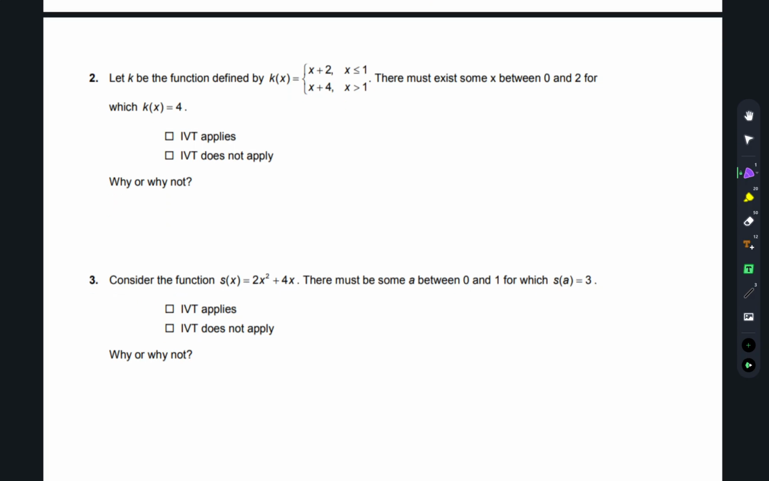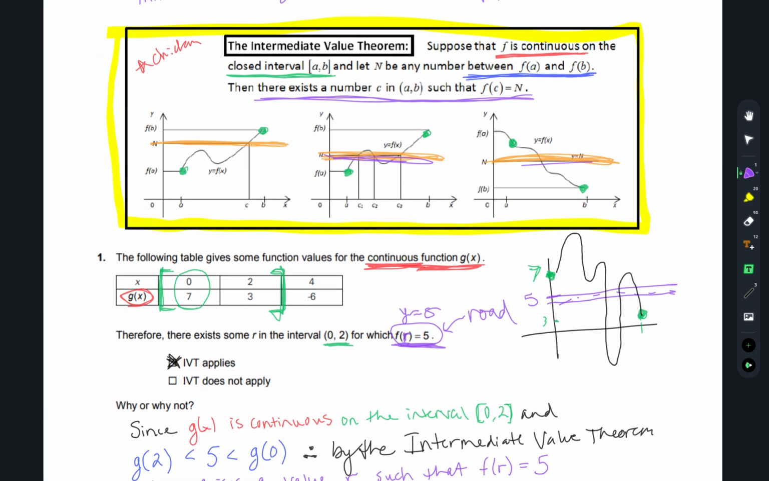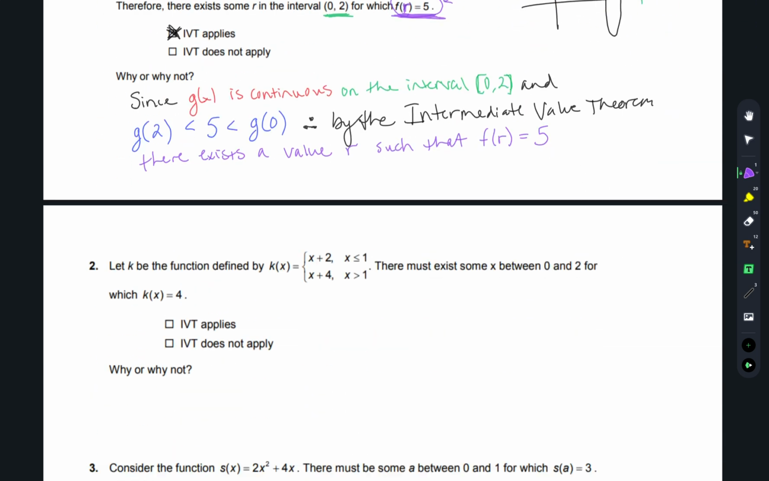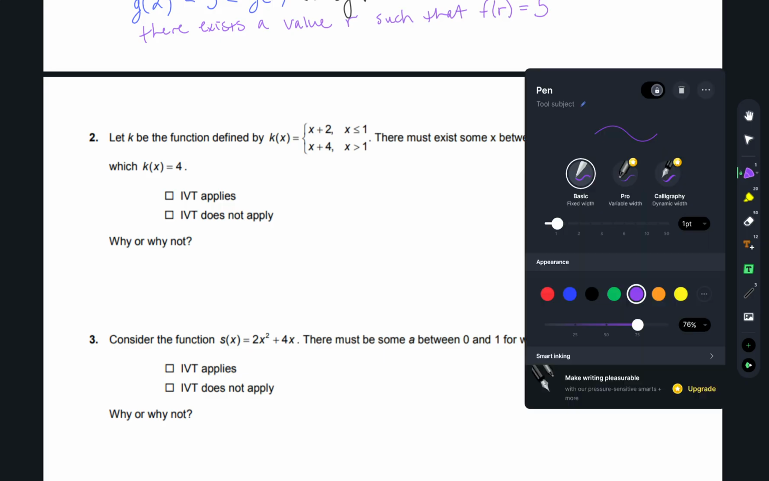Okay. So here we have a piecewise, which you're always like, oh, these dang piecewises. There must exist some value x between 0 and 2 for which blah, blah, blah. Okay, so the first thing you check. This one was perfect because it had all the junk. So the first thing you check is if it's continuous. Cool. They didn't even tell me.